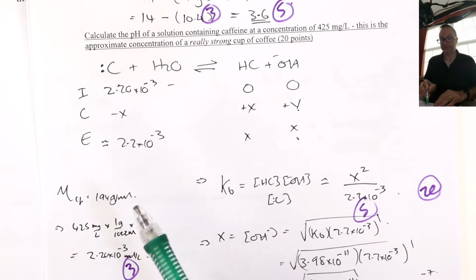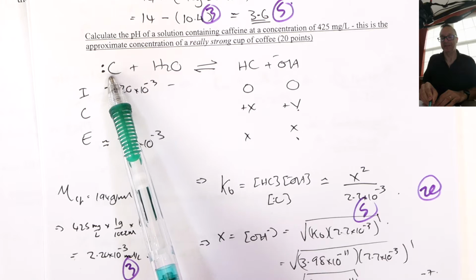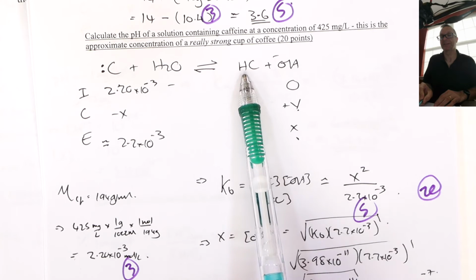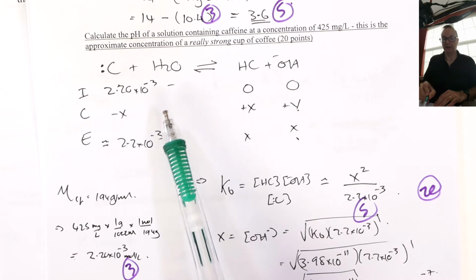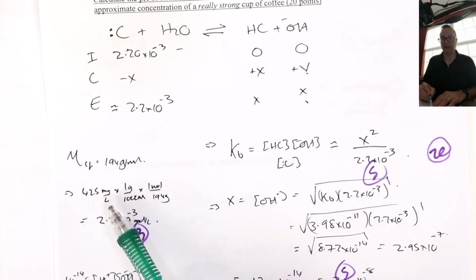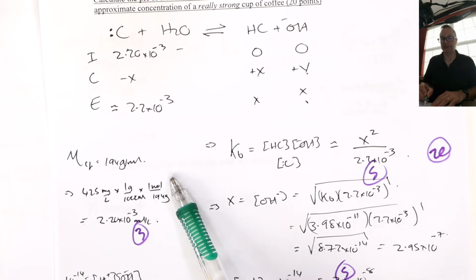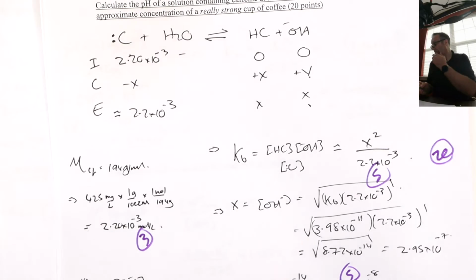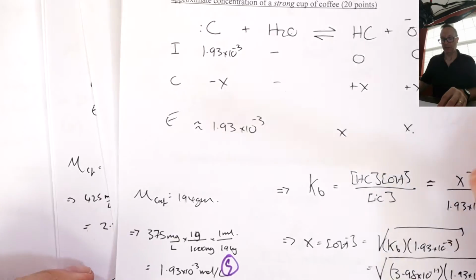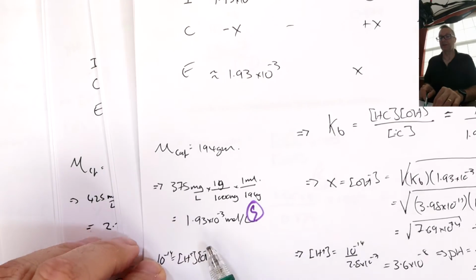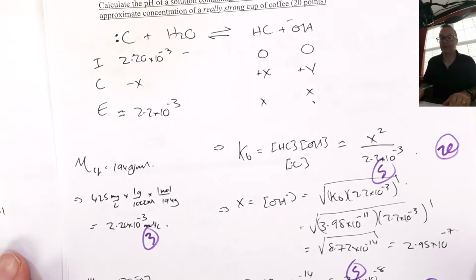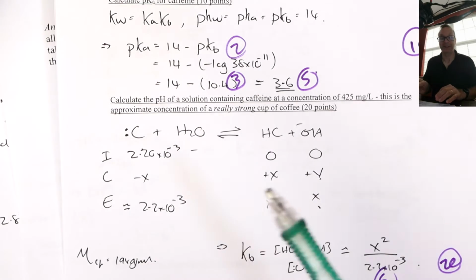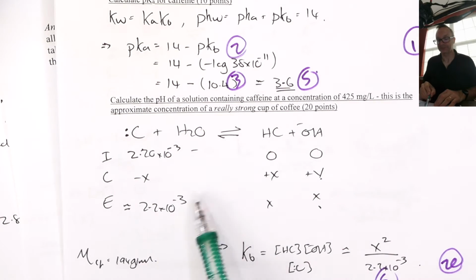So there's my caffeine. There's water, conjugate acid, OH minus, so that's how a base reacts. I worked out down the side here, if I got 425 milligrams, turn it into moles per liter: 2.2 times 10 to the minus 3 for that one, 1.93 times 10 to the minus 3 for 22. Then, because you have the concentration, you can just do your standard ICE.